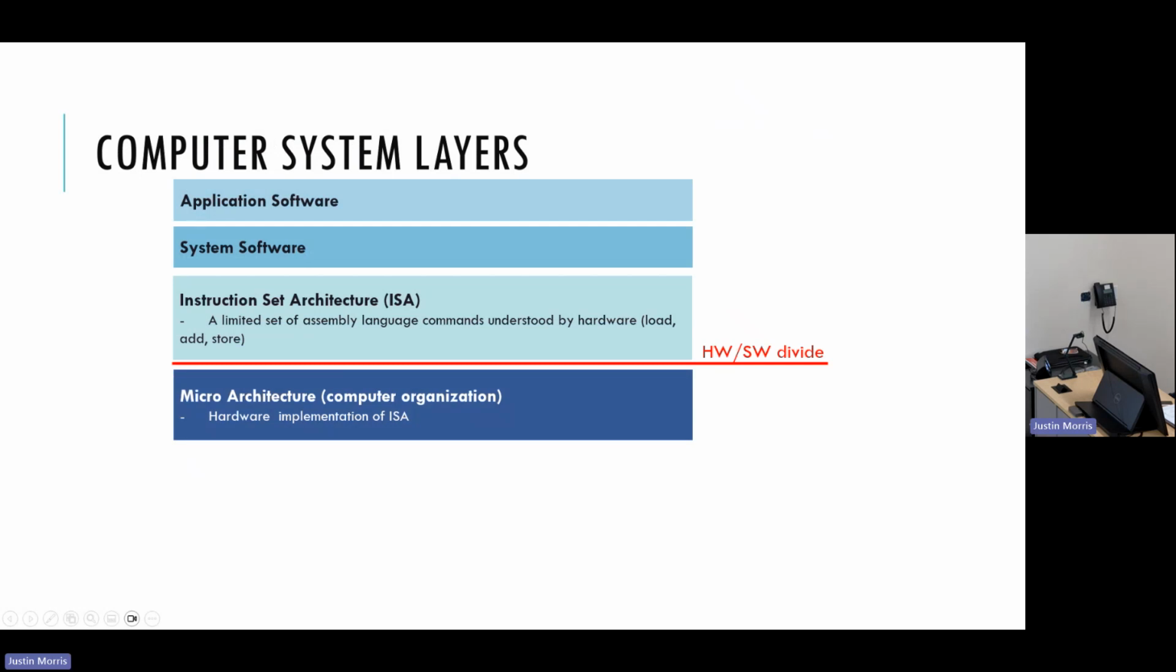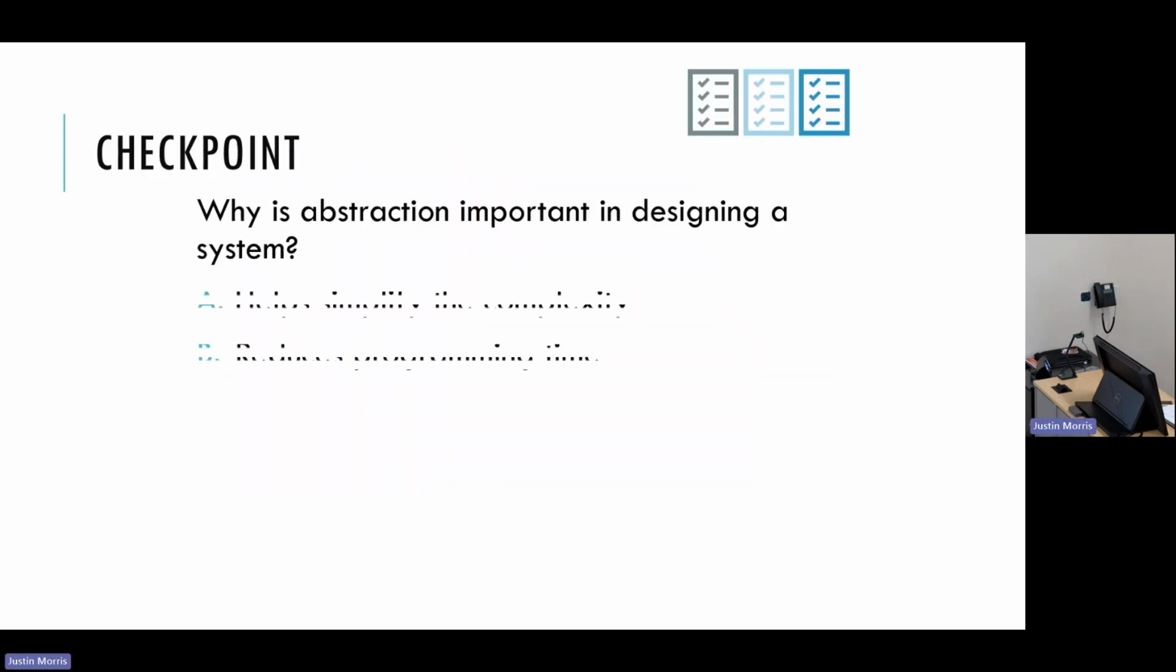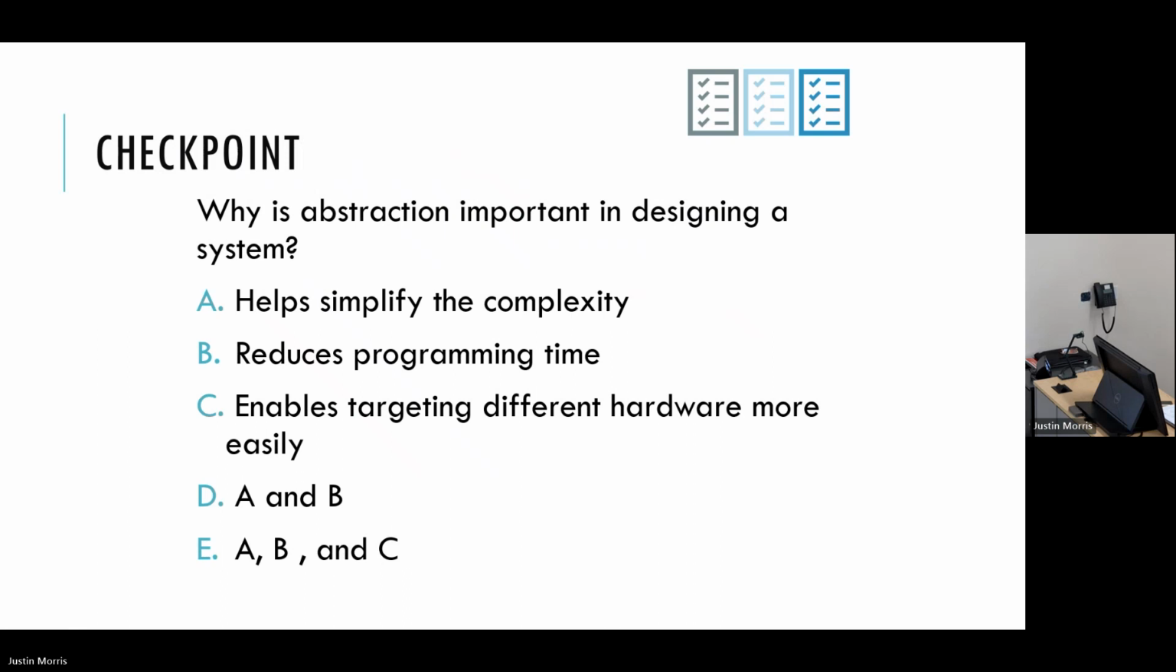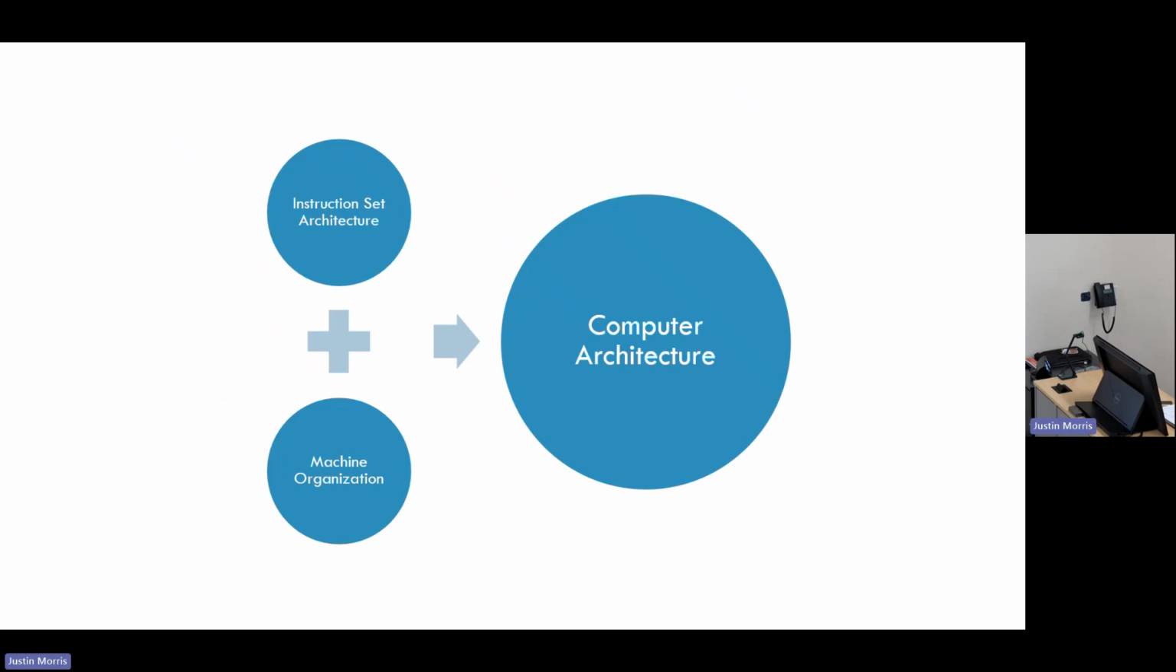So that's why it would be easier. That's all because of this abstraction. Okay. So that's why we like E. So it's A, B, and C.